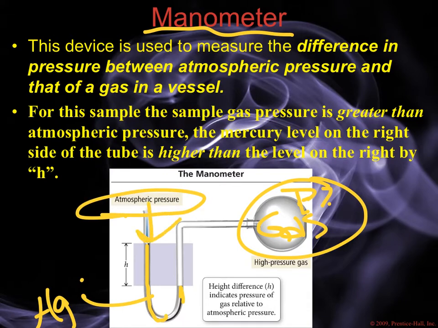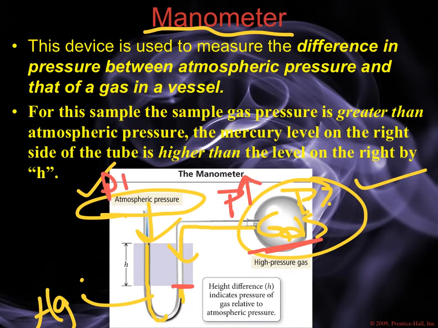So of course atmospheric pressure is exerting pressure down on the mercury, and your gas, as all gases, is also exerting a downward force on the mercury inside the tube. So whichever one of these gases, the unknown gas or atmospheric pressure, is exerting a stronger pressure, the mercury will be pushed down more. So let's look at this. Okay, so in this case, it looks like the unknown gas or the high pressure gas has a higher pressure than atmospheric pressure because it's exerting a stronger force and the mercury is down lower than on the atmospheric pressure side. What do we do with that information?